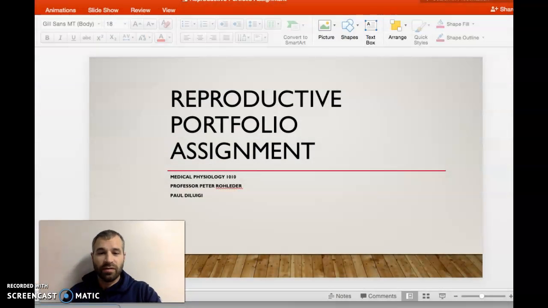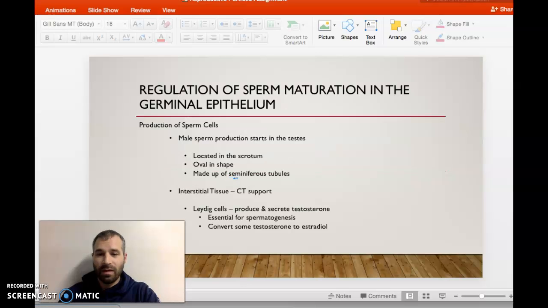So if we move along to our slides here, we start with our title page and into our first slide. Before we get into the genesis of sperm cell production, let's take a quick look at some of the anatomical structures that are related to this process. We're going to start with the testes. The testes are located in the scrotum in the inguinal region of the male body. They're oval in shape, and they're also made up of 1,000 seminiferous tubules.